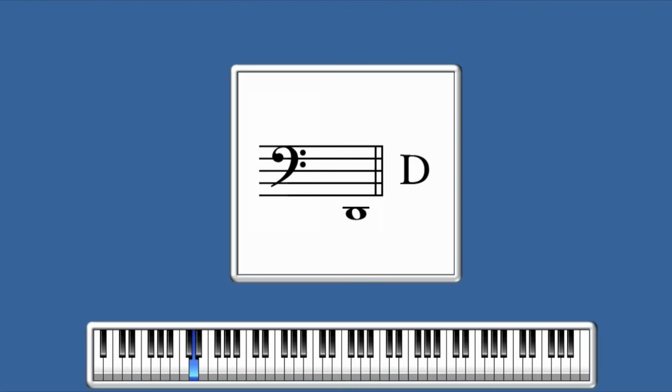So you should have identified the first note as D2. The next note, G4. The next note, A1. The next note, E4. The next note, B1. The next note, C4. And lastly, the last note, F1.